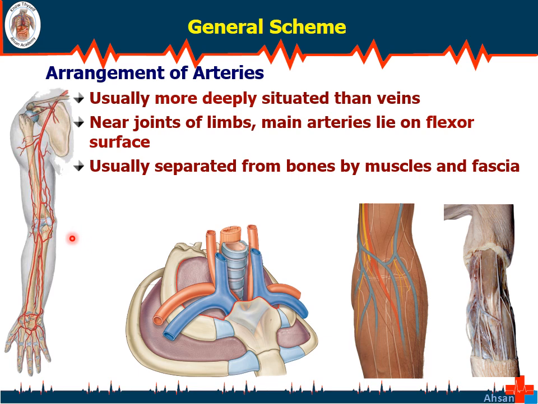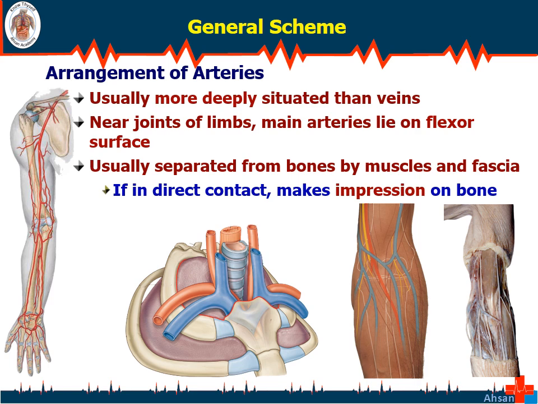But you see, when this artery comes very close, it produces a groove. Like we will find a subclavian groove on the superior surface of the first rib. This is the subclavian groove for the subclavian vein. This is the groove for the subclavian artery. So when it comes very close to the bone, it produces an impression on the bone.